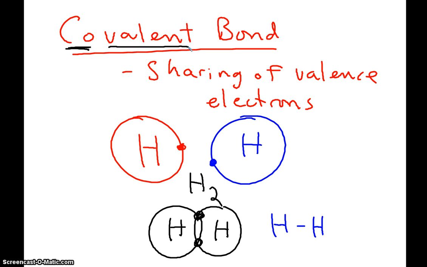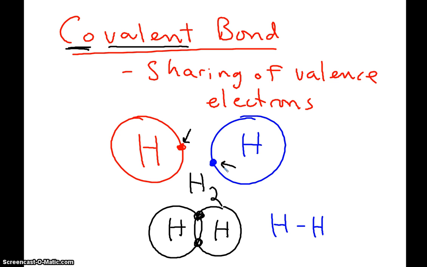So if we look at this very simple example on the board here of hydrogen, each hydrogen has one valence electron. And if you remember, on the inner shell, how many electrons can they hold? 2 at the most. So in this case, they'd each like to gain one, but neither of them wants to give up the one they have. So what will happen is they end up sharing those 2 electrons and making a hydrogen molecule.